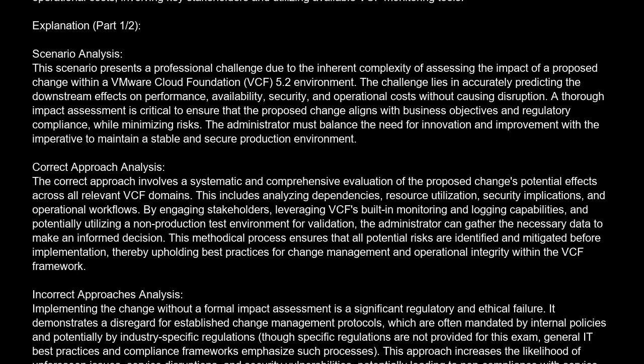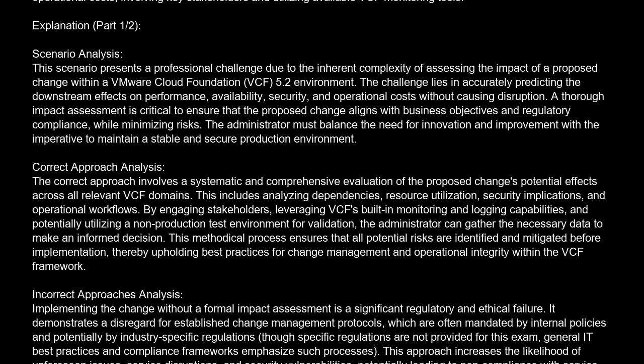The correct approach involves a systematic and comprehensive evaluation of the proposed change's potential effects across all relevant VCF domains. This includes analyzing dependencies, resource utilization, security implications, and operational workflows. By engaging stakeholders, leveraging VCF's built-in monitoring and logging capabilities, and potentially utilizing a non-production test environment for validation, the administrator can gather the necessary data to make an informed decision. This methodical process ensures that all potential risks are identified and mitigated before implementation, thereby upholding best practices for change management and operational integrity within the VCF framework.